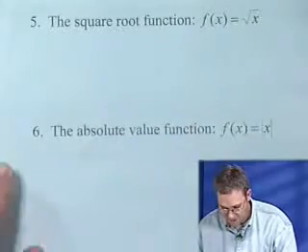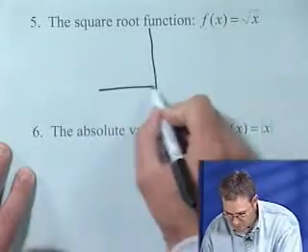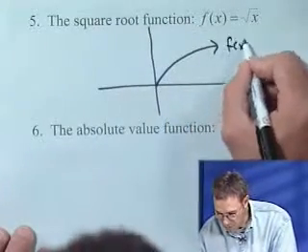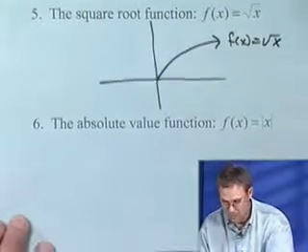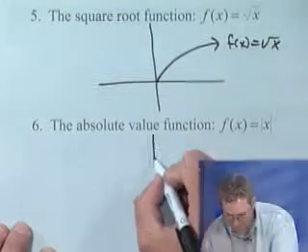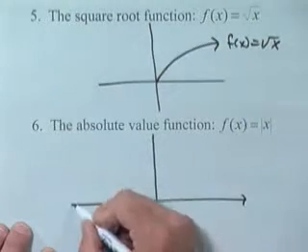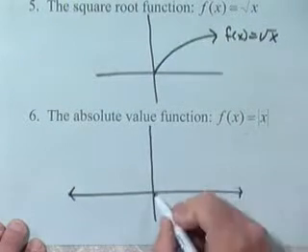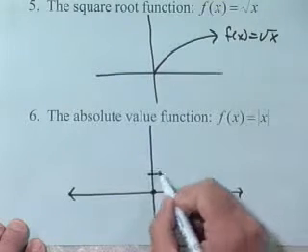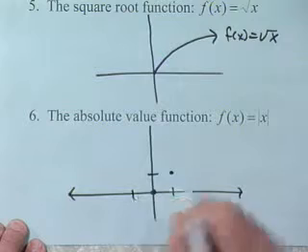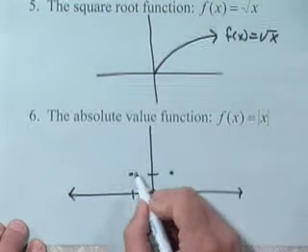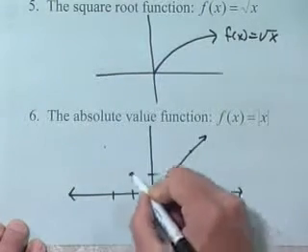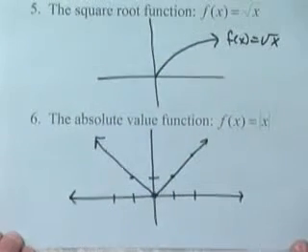The square root function, we've done that one before in a previous lecture. That's kind of a half parabola on its side. There's the square root. The absolute value function. We'll go ahead and just plot a couple points. Notice when x is 0, the absolute value of 0 is 0. When x is 1, the absolute value of 1 is 1. When x is negative 1, the absolute value of negative 1 is positive 1, etc. And we get this V. There's the absolute value function.